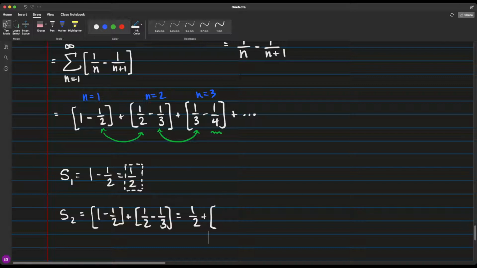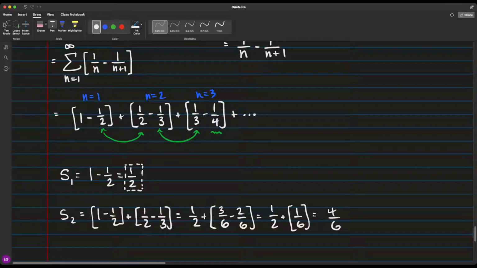What is a half minus a third? Crap. So that's out of a sixth, right? So you're going to have 3/6 minus 2/6. So that's going to be a half plus a sixth. So if you make that out of sixths, a half is 3/6. 3/6 plus a sixth is 4/6, which is 2/3. So S2 is 2/3.